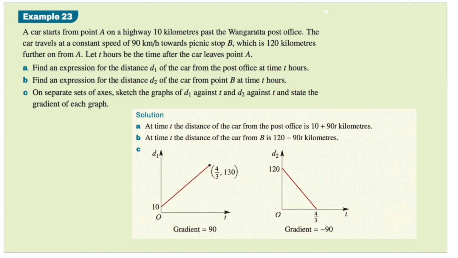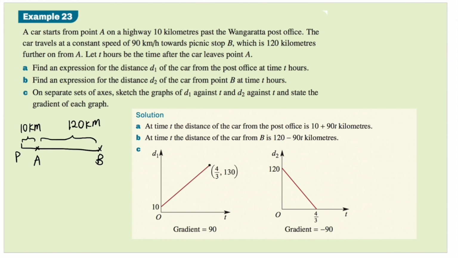So let's say the car started from here, which is point A. That's the post office, okay? And this is point B, the picnic stop. We know that the car started at point A, which is 10 kilometers past the post office. So we know this distance here is 10 kilometers, right? And the car is traveling towards B, which is 120 kilometers further on from A. We know the distance between A and B has to be 120. So using this diagram, hopefully it can help us to solve the question.